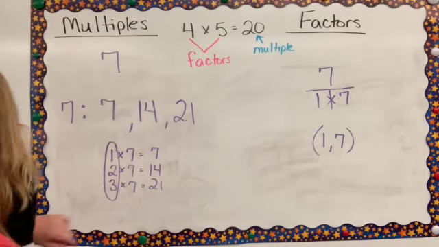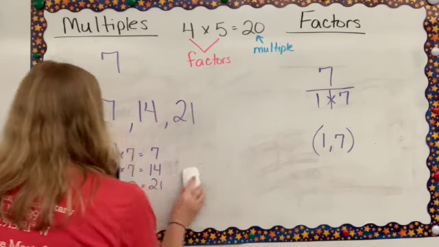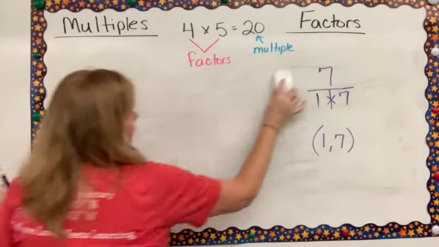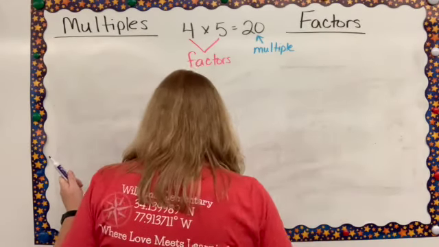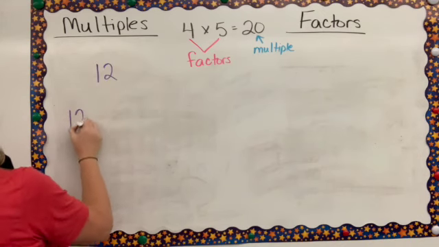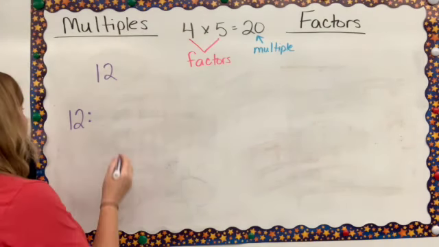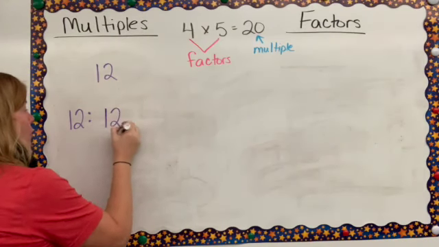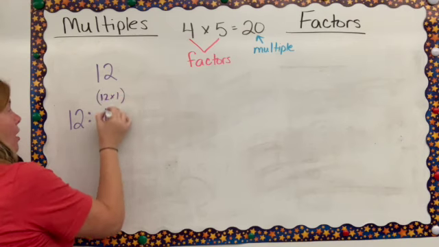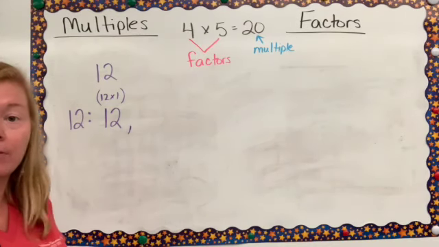All right, my friends, let's do another one. Let's do 12. All right, 12. Multiples of 12. What's the very first multiple every single time? Perfect. Whatever the number is, your very first multiple is 12 because 12 times 1, right? That's what that's for. What's the next multiple?